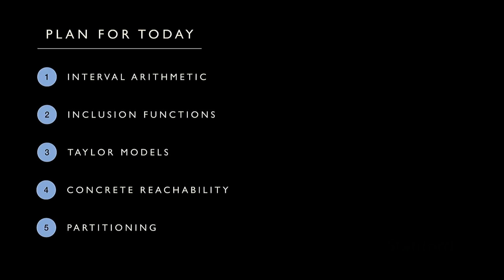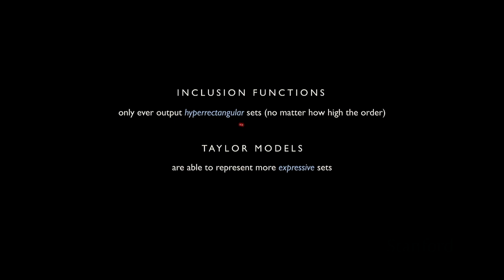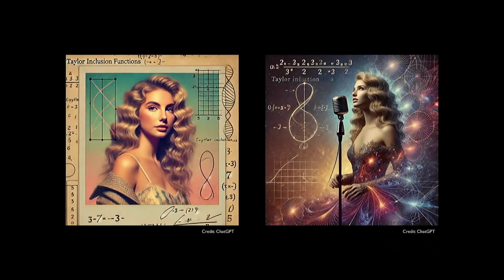Okay, so as I said, last week we talked about interval arithmetic, and then we talked about inclusion functions. And then I told you at the very end, there's this thing called Taylor models that will allow us to not have just hyperrectangular sets. The idea here is that inclusion functions, no matter how high the order, so even if we have a 10th order Taylor inclusion function, are only ever going to output a hyperrectangular set. So now we're going to talk about Taylor models, which allow us to represent much more expressive sets. But before we get into that, I just wanted to follow up from last week.